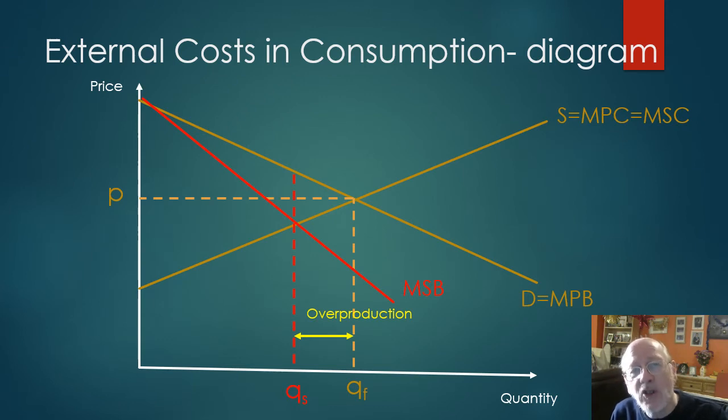Obviously, if others are being negatively affected by you consuming something, then the benefit to society is less than the benefit to the individual. So we've got a left shift of the marginal social benefit curve. You'll notice on this one, we're assuming that there are no external costs in production. So we finish up with the free market producing QF, but society would only like us to produce QS units. So we've still got overproduction.